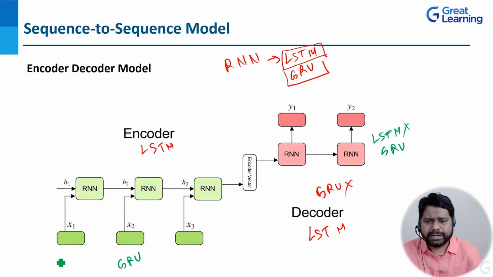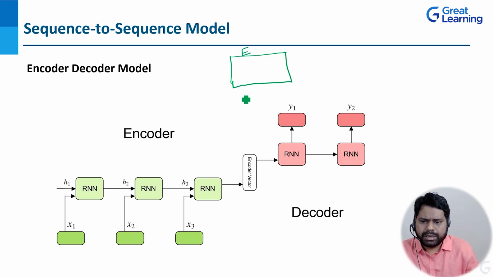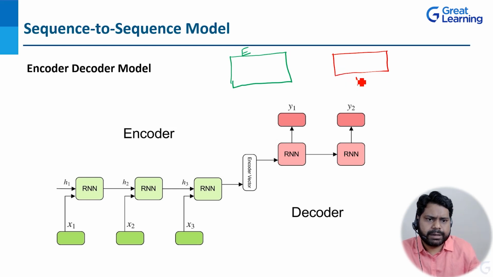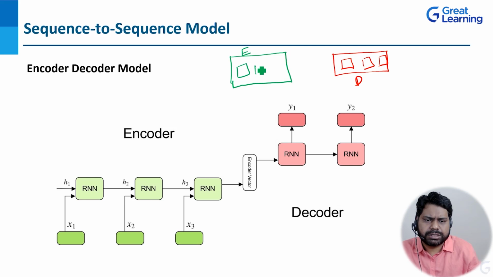So now let's try and understand how this encoder-decoder works. We can have a box, something like that. Let's call it the encoder, denoted by E. And we have a decoder, the same as shown in the picture, denoted by D. And it has a few RNN states, and similarly this has a few states.